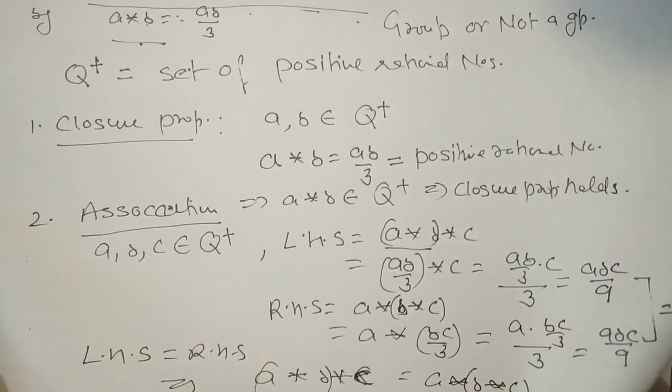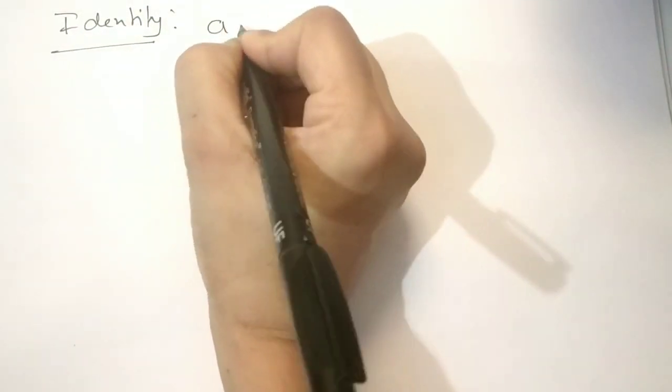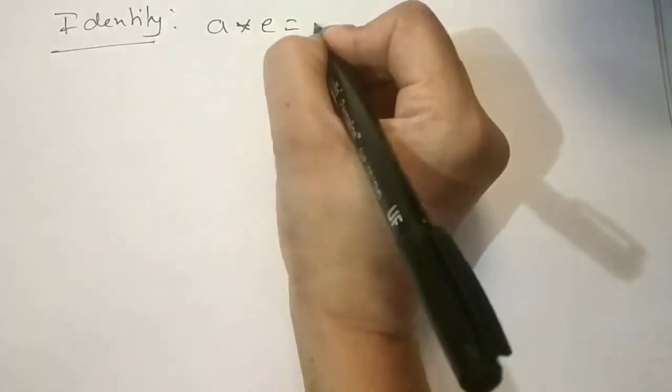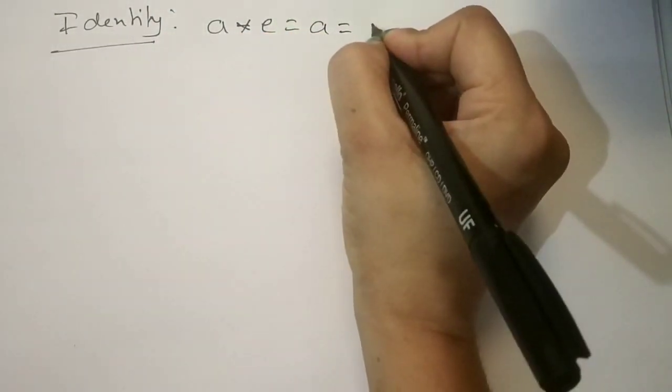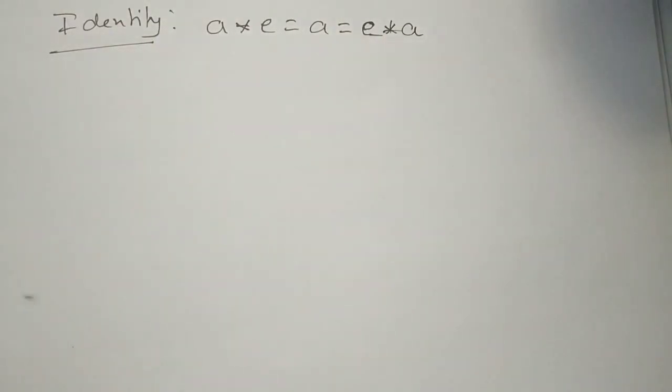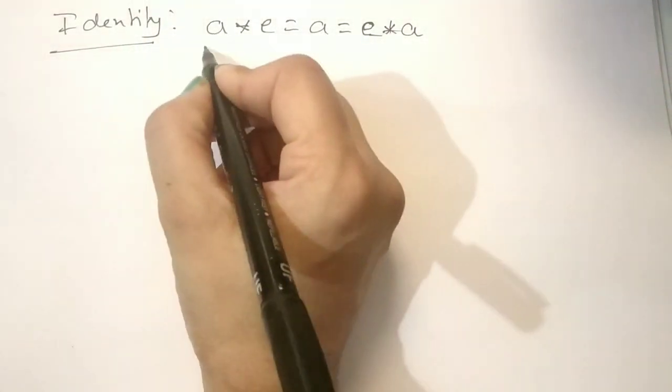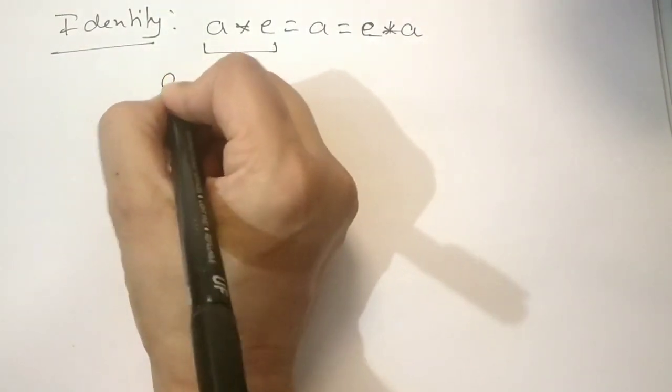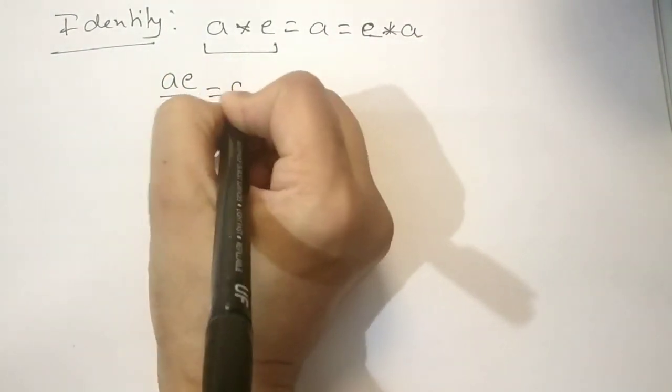Now come to the next property, which is identity. So now, existence of identity, you can say. So what is this property? First of all, you write the property, what it is. Then you find the value according to this operation. This is the property, that is the definition. If we operate the given operation with E, the answer is A. So what is the answer of this? A star E is A into E upon 3, which is equal to A.